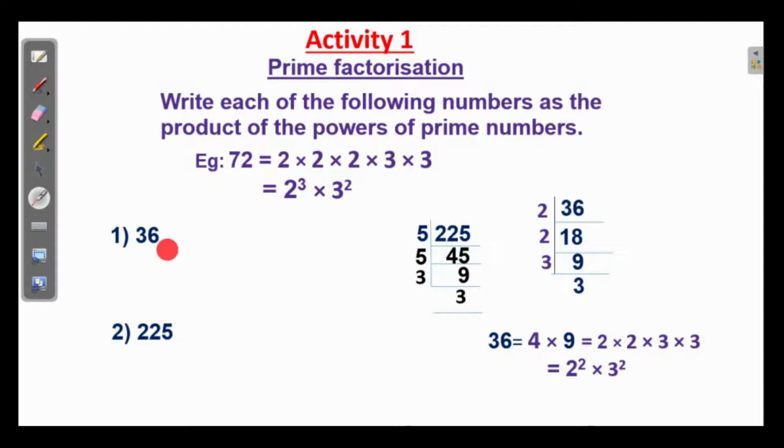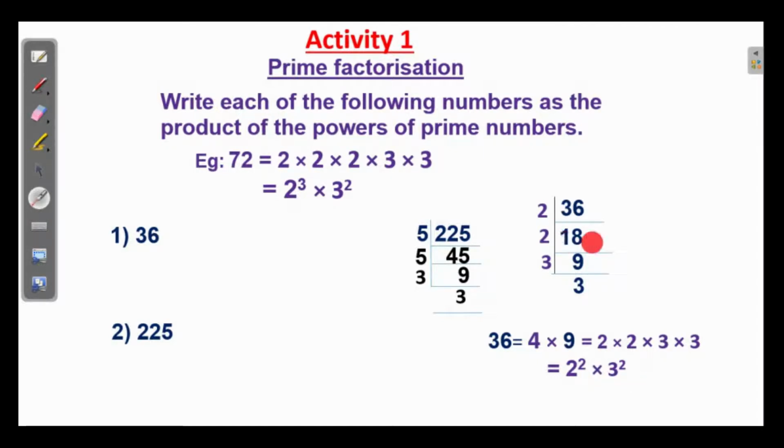Similarly, 36. We can use this method also. In this method, we can write 36 is equal to 4 9s are 36. 4 is equal to 2 into 2. 9, 3 into 3. Here it is all right. Here 2 and 3 are prime numbers. Okay. So it is 2 square into 3 square.